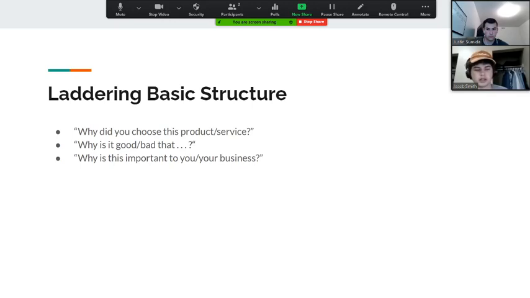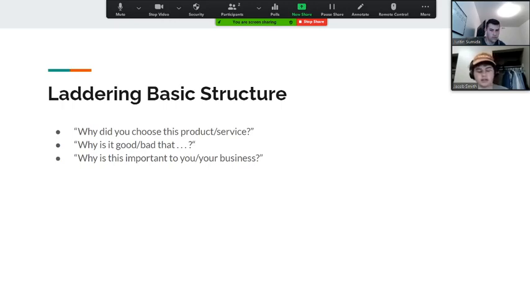This first question is, why did you choose this product or service? When you're asking this question, you're essentially asking your interviewee what the most important thing about that product is, either the best feature of that product or how it's better than other products. And then you're going to want to follow up by asking why that is, why whatever they answered about that product is either good or bad.